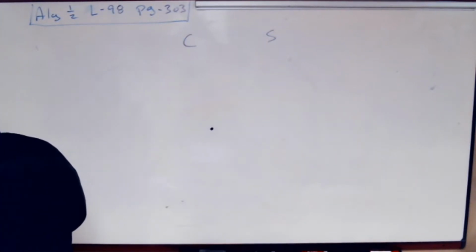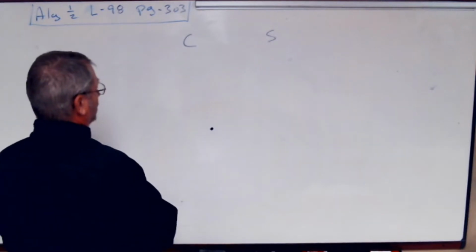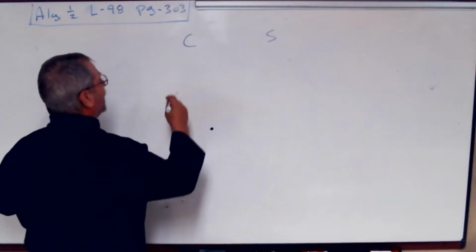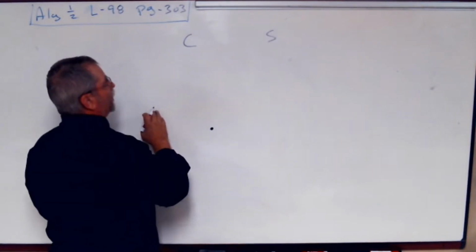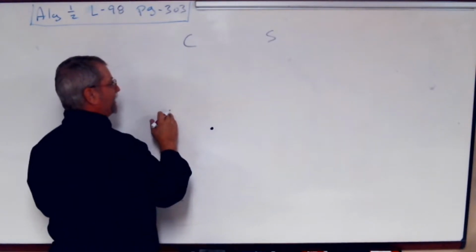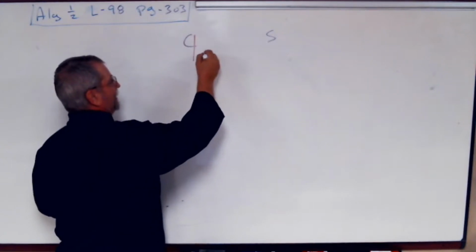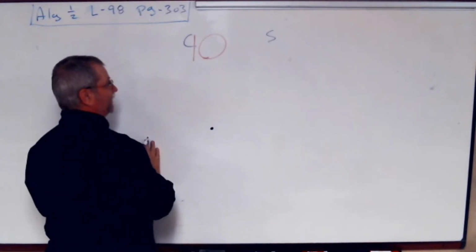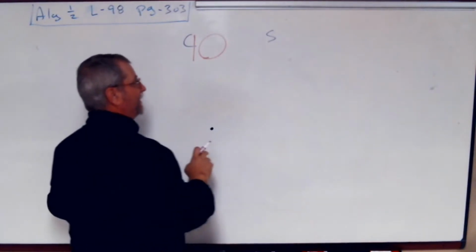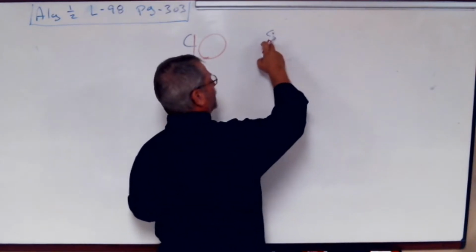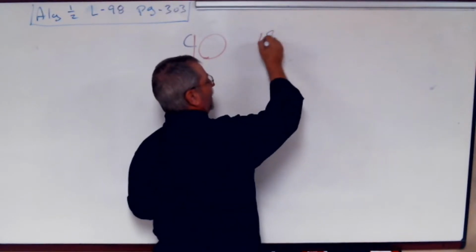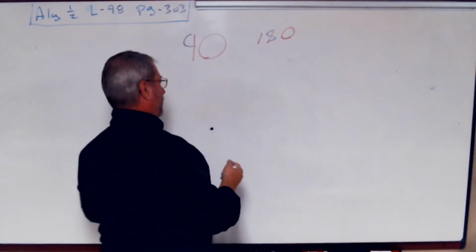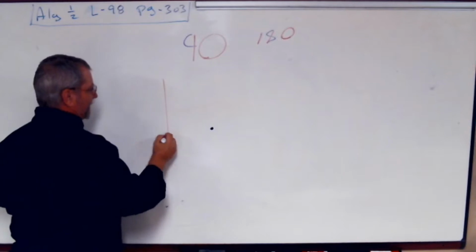Oh, what else do we have here? Let's see. Complementary and supplementary, okay? Complementary are two angles that when you add them together, you get 90 degrees. Supplementary is two angles that when you add them together, you get 180 degrees. All right?